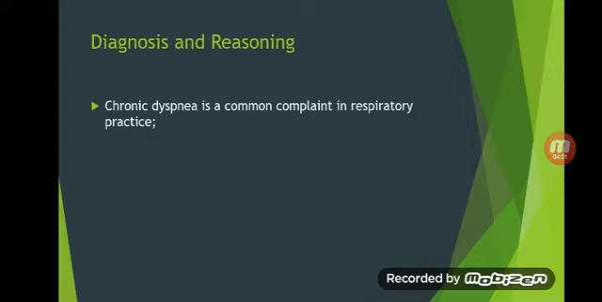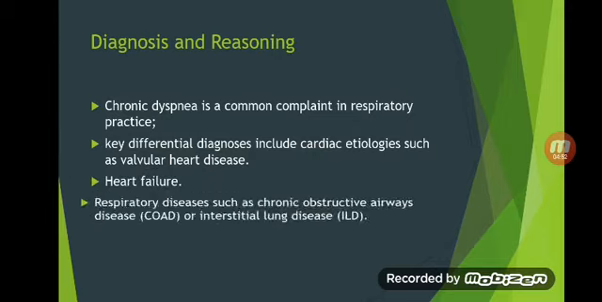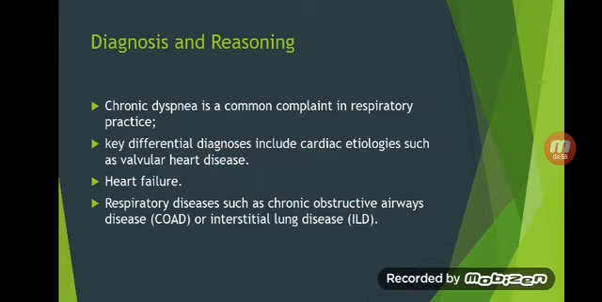Chronic dyspnea is a common complaint in respiratory practice. You have to know that our key differential diagnosis includes cardiac etiologies such as valvular heart diseases that can cause dyspnea. Other differentials: heart failure, and respiratory diseases such as chronic obstructive lung disease and interstitial lung disease. So the differential diagnosis for chronic dyspnea falls in these 4 categories: valvular heart diseases, heart failure, obstructive lung diseases, and interstitial lung diseases.